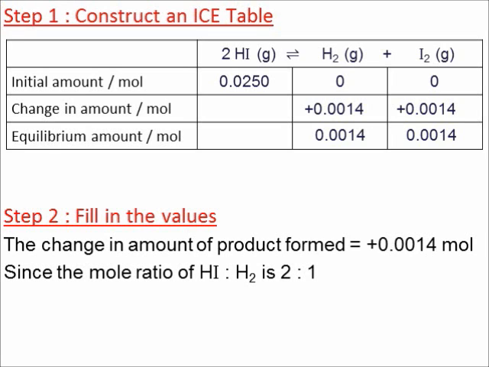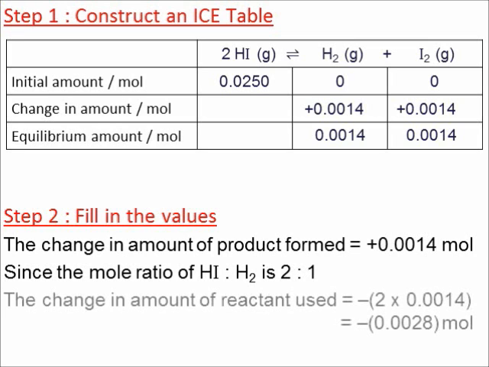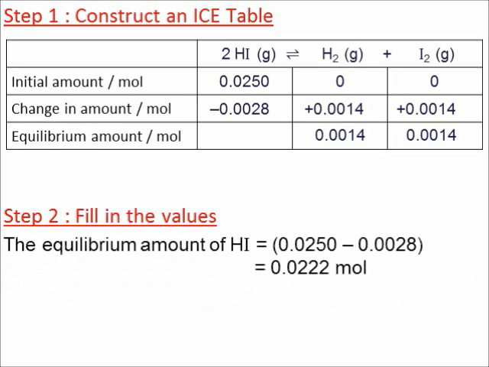From the stoichiometry of the reaction, 2 moles of hydrogen iodide would be used up for every 1 mole of hydrogen and iodine formed. Hence, the decrease in number of moles of hydrogen iodide would be twice that of the increase for hydrogen or iodine. The amount of hydrogen iodide present at equilibrium is therefore what remains after deducting the amount used from the beginning amount. And our table is completed.